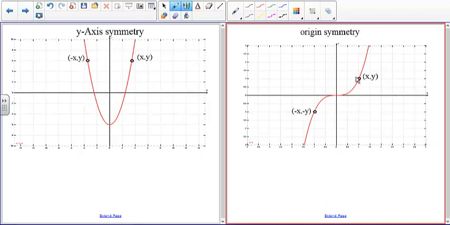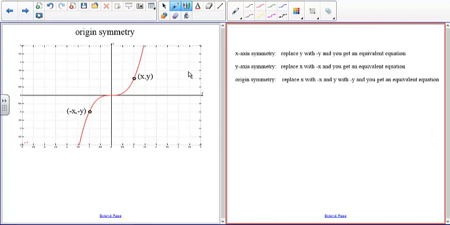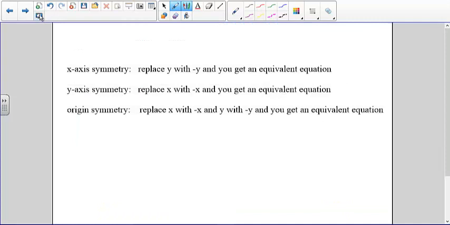And here's the origin symmetry. So a point on this function in the first quadrant that has coordinates x, y, there's a corresponding point in the third quadrant down over here, which has coordinates minus x, minus y, so you change the sign of both of them. So here we change the sign of x, here we change the sign of y, and then origin symmetry, we change the sign of both of them. And that's what this description says.